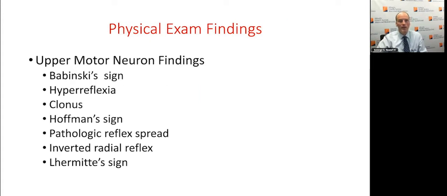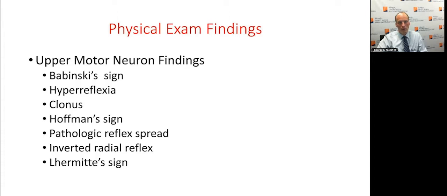So physical exam findings that are pretty unique or suggestive of myelopathy are pretty much upper motor neuron findings. Babinski sign, you scratch the bottom of the plantar surface of the foot and their big toe goes up. Hyperreflexia, you tap their knee and it shoots out like a rocket. More commonly, we'll see pathologic spread. You hit the knee and their shoulders go up, or you hit the right knee and the left knee goes.